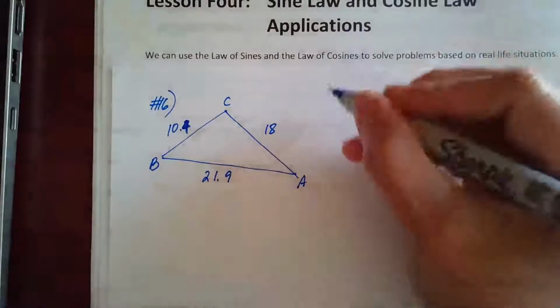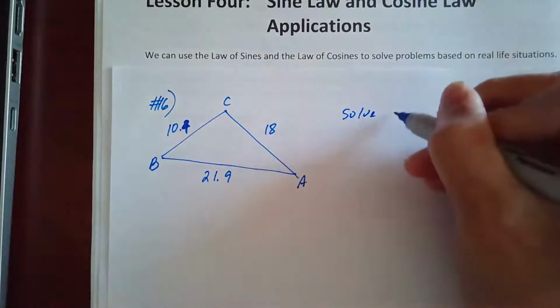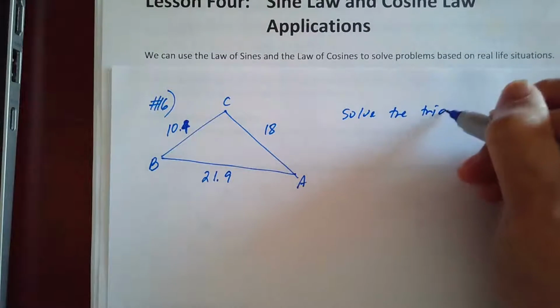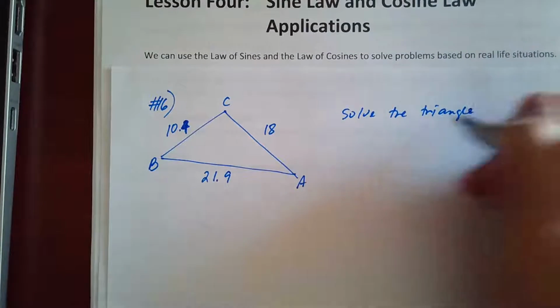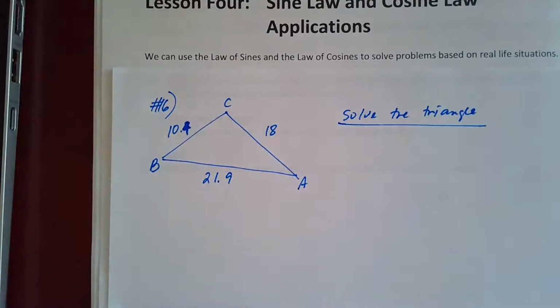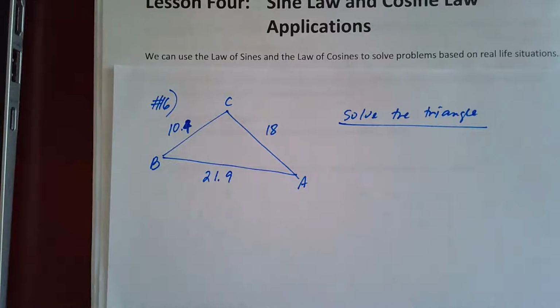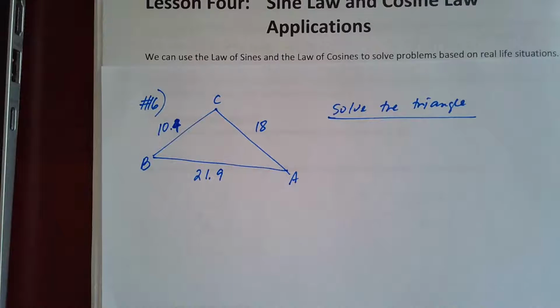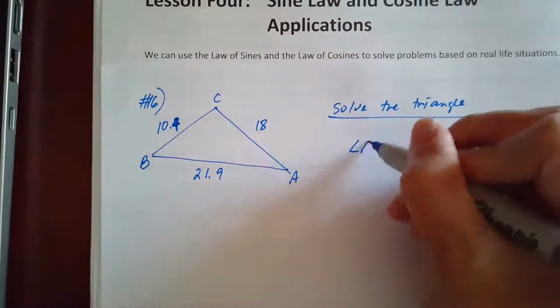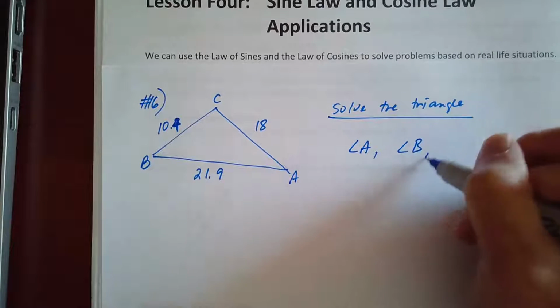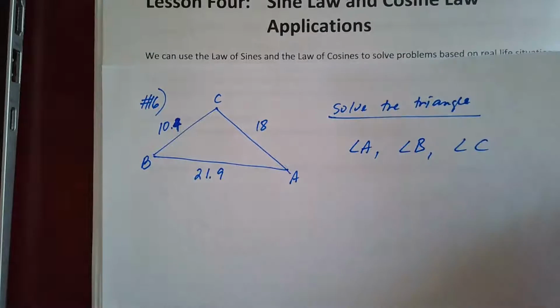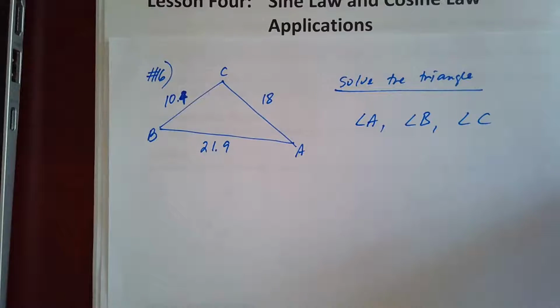In this particular case, the question is to solve the triangle. Okay. What does it mean by solving the triangle? Solving the triangle, you're probably thinking, well, which one do I solve? Well, we have to solve for all of the unknown information. So the unknown information are we got angle A, we got angle B, and we got angle C to solve.